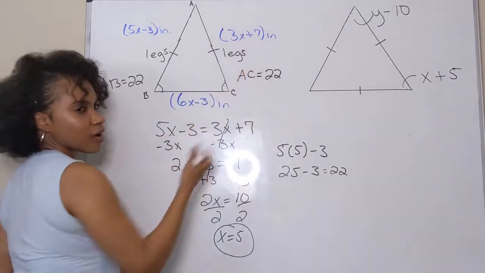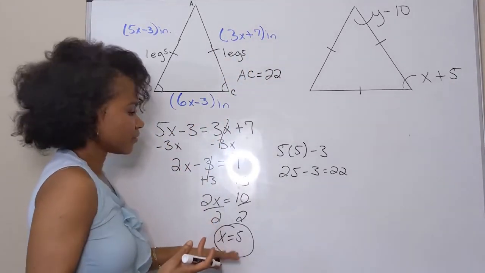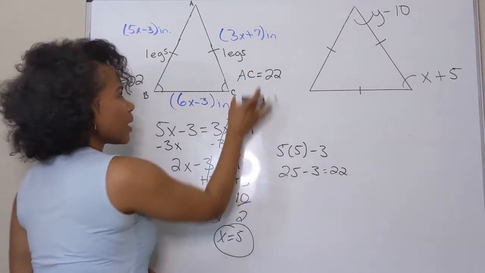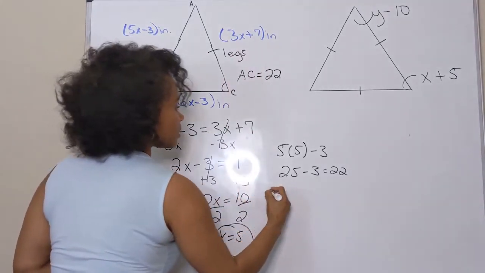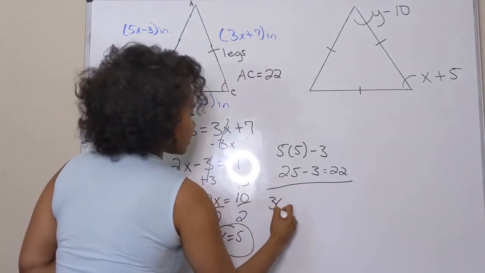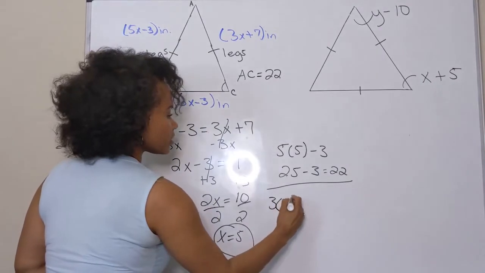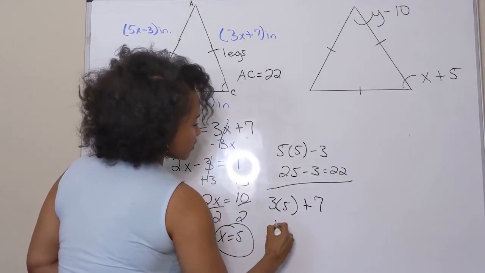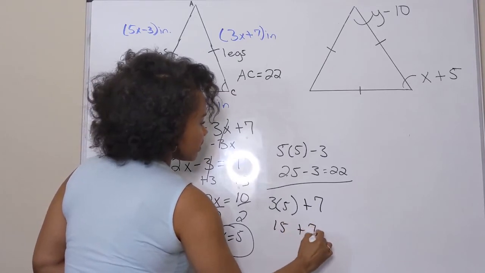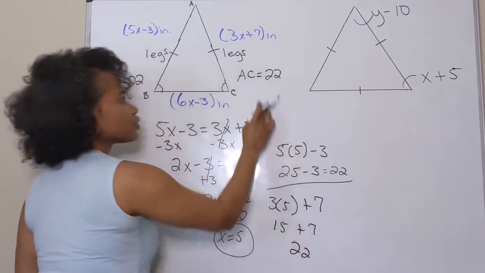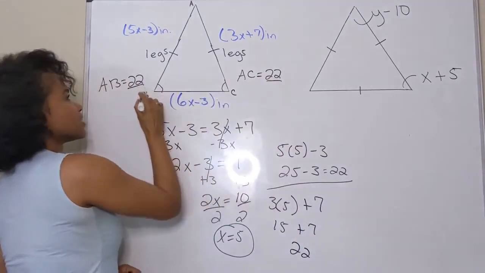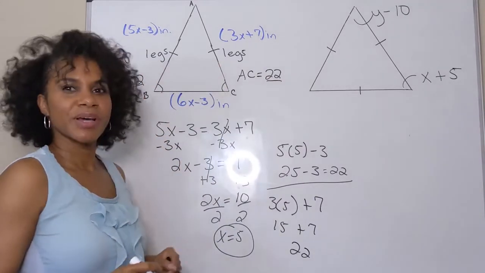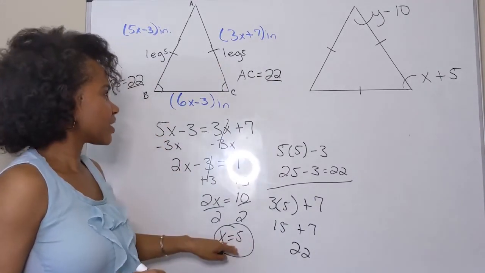But to check our work and to make sure that we found the correct x value, I'm going to plug it into here as well. So 3, I'm plugging in 5 for x, plus 7, and that's 15 plus 7, and yes, I do get 22. So it's good to plug it into both to make sure that you got the correct x value.